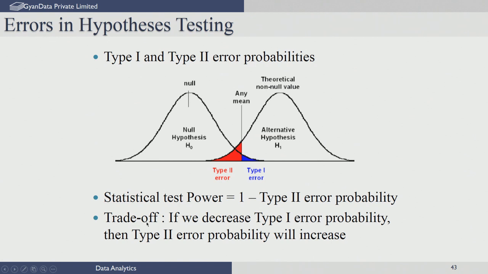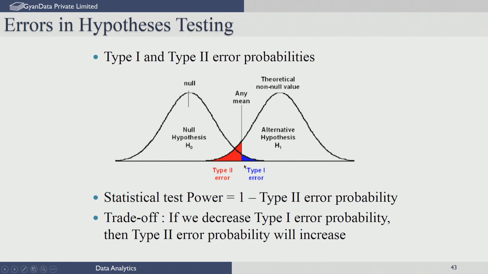So, there is a trade off. If we decrease type 1 error probability, then type 2 error probability will increase, there is no choice, and you have to accept this trade off. So, you decide that I am willing to accept a type 1 error probability of 1% or 5% or 10%, and accordingly your test will be less or more sensitive. Okay. This is the way.